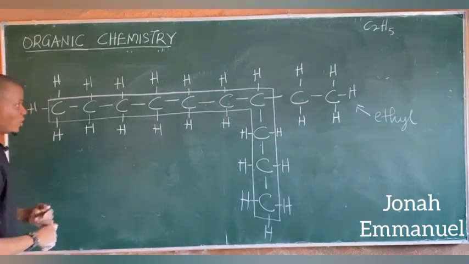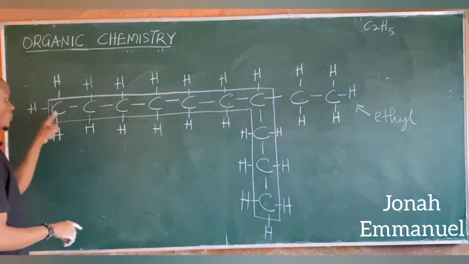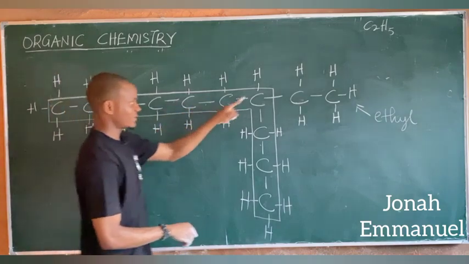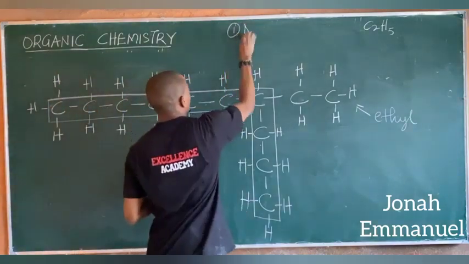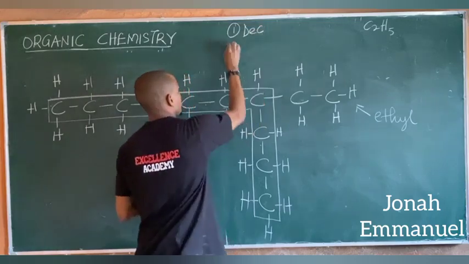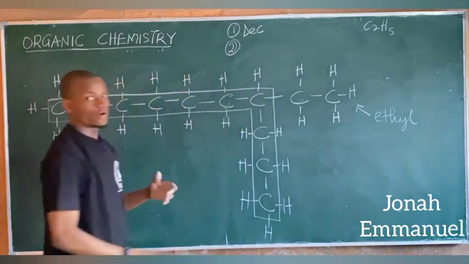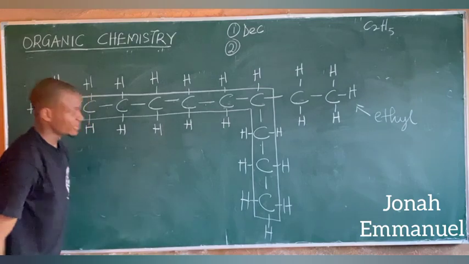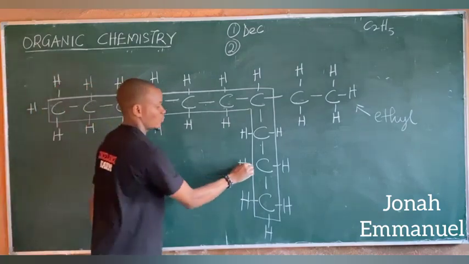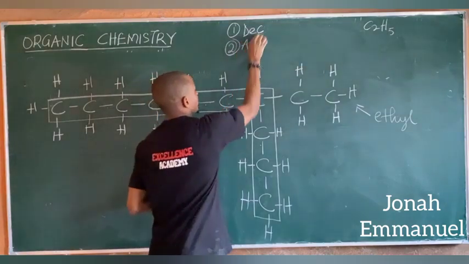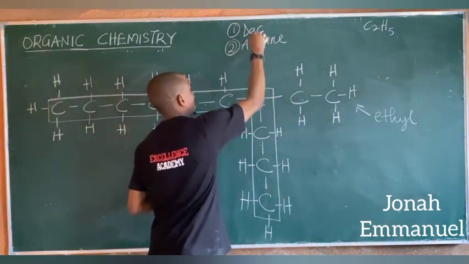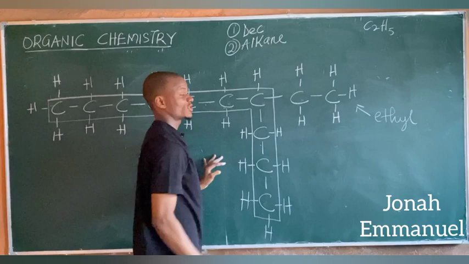Alright, so case 1, longest continuous carbon chain. 1, 2, 3, 4, 5, 6, 7, 8, 9, 10. We said row 1, 10 is called dec. Okay? Row 2 gets the functional group. These are all single bonds. They are all single bonds, 1 stroke. Alright, so it's single bond. Single bond is an alkane. So I have dec for 10 carbons, alkane for single bond.